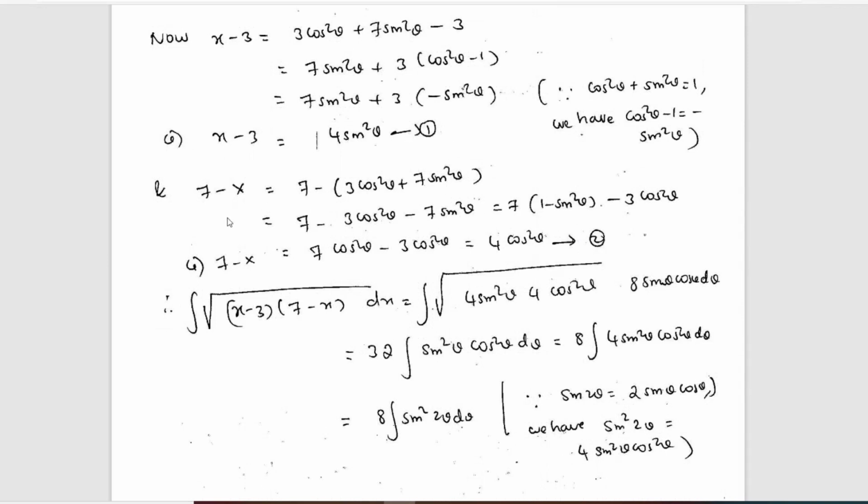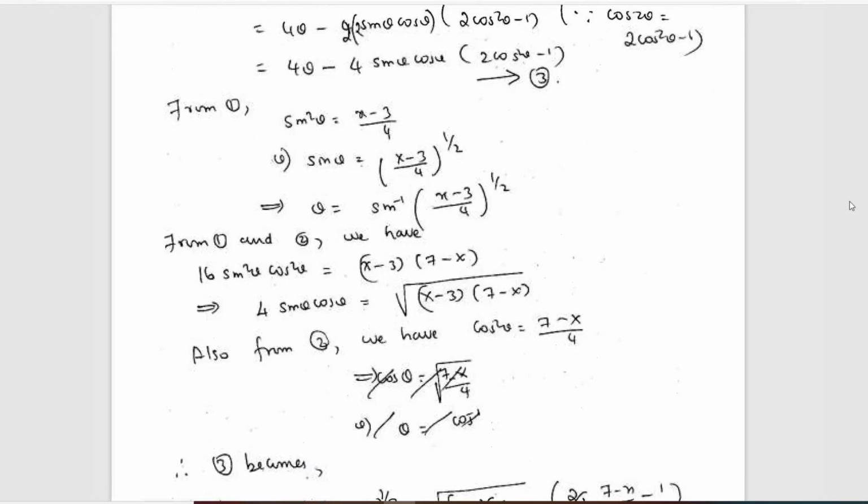Multiply these two equations. On the left hand side, you will get (x minus 3) into (7 minus x). On the right hand side, you'll get 4 sine square theta into 4 cos square theta, or 16 sine square theta cos square theta. That's what I have written here. So 16 sine square theta cos square theta is (x minus 3) into (7 minus x).